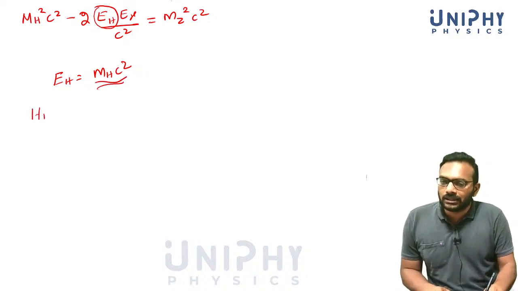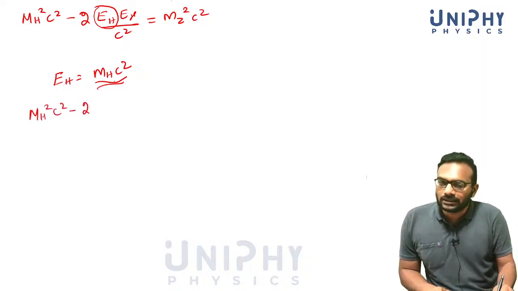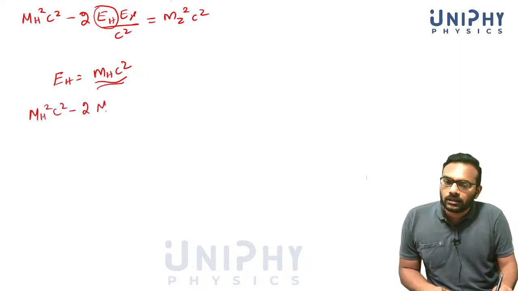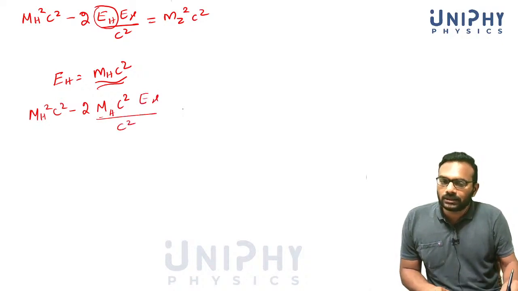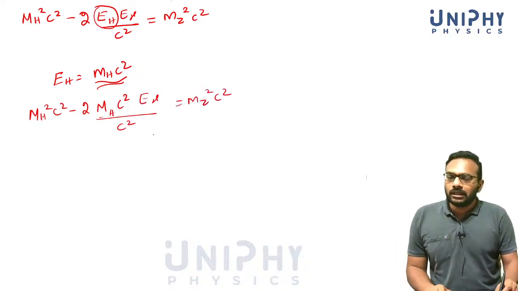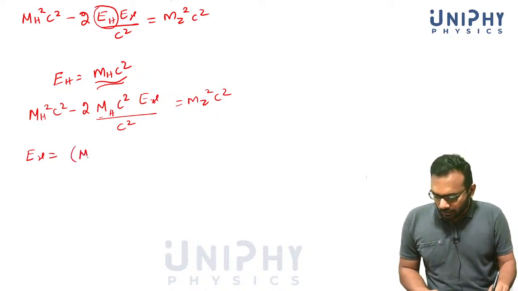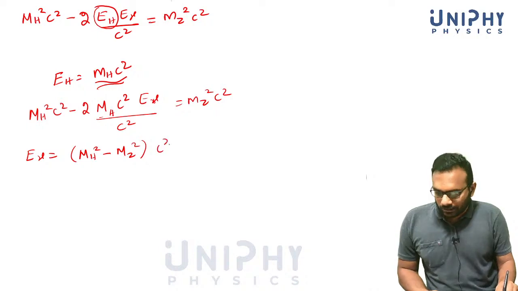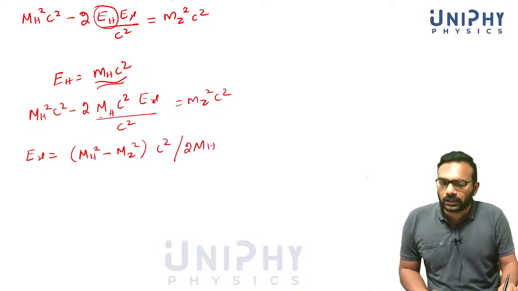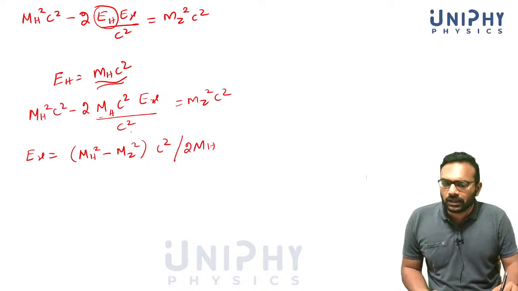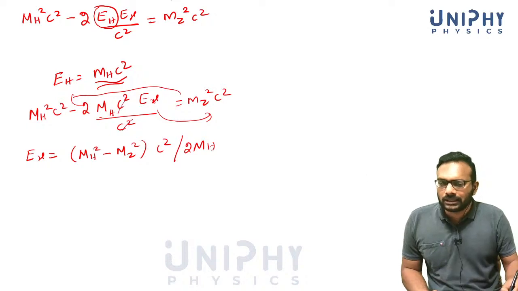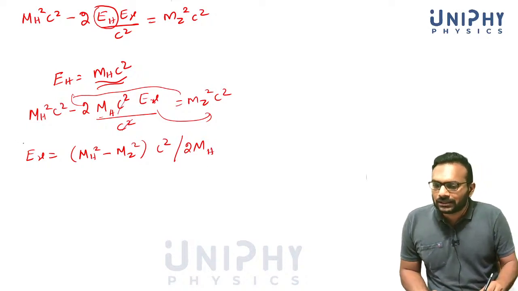So you substitute that again, you get this equation: mh square c square minus twice mh c square, where mh is the mass of the Higgs boson, times E gamma by c square is equal to mz square c square. Now you just rearrange this and solve for E gamma, and you see that E gamma is equal to mh square minus mz square c square, divided by 2mh. You just bring this to this side and this to the other side. The c square all get cancelled, and you get this result. This is the result that we need.